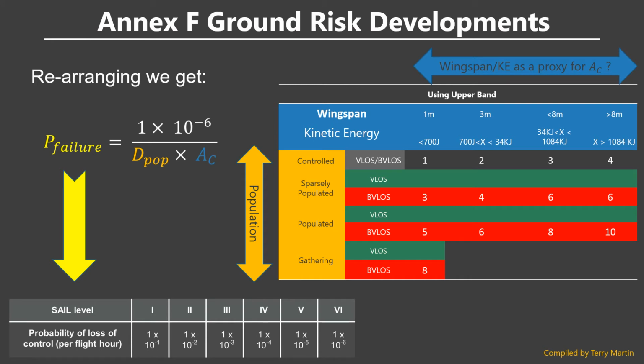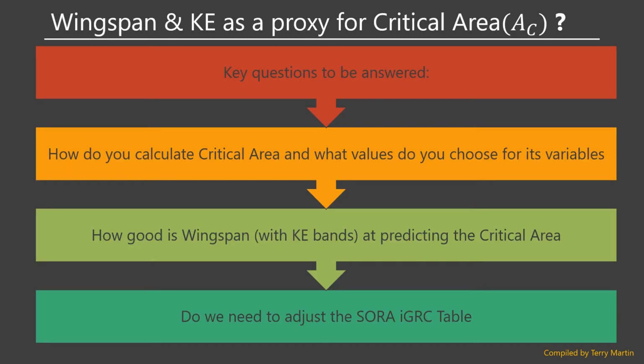So now that we've covered off on probability of failure, what that means, and population, and the overarching goal of ensuring that the value for a GRC was consistent to tie into our high-level casualty formula, the only remaining element is wingspan and kinetic energy bands, and the need to test the assumption that they are an appropriate proxy for critical area. And that basically just flows through a couple of key questions. A, how did you calculate it? I've given you a little bit of insight into that. And what values did you choose for its variables? I'll probably withhold some of that.